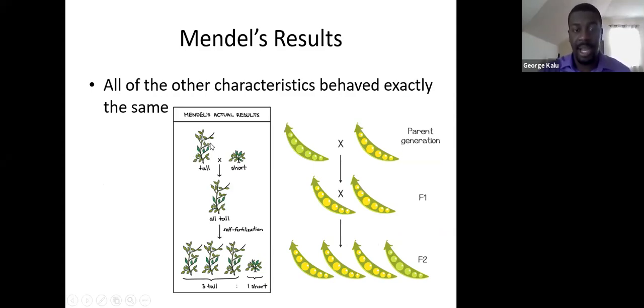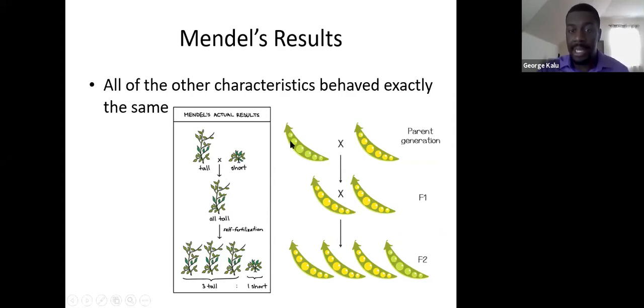Okay. When he was looking at plants as far as their height, we saw a tall plant and then a short plant, allow them to cross with one another. In the F1 generation, they all end up being tall. Okay. When you allow them to self-fertilize, then you end up seeing a 3-to-1 ratio of tall plants to short plants. Okay. Same exact numbers, same exact ratios, exactly the same as we saw with the flower.